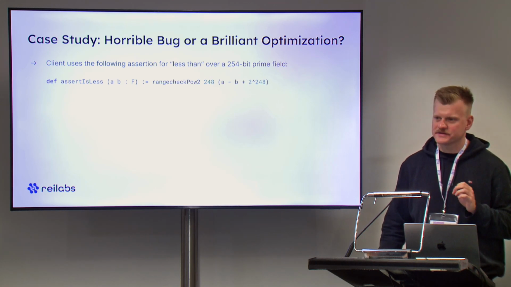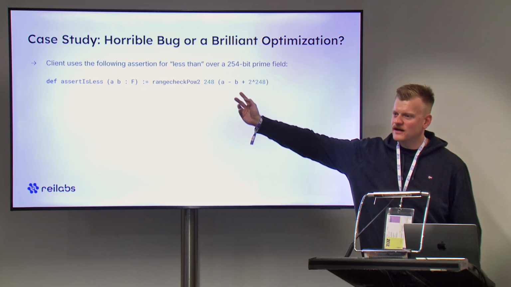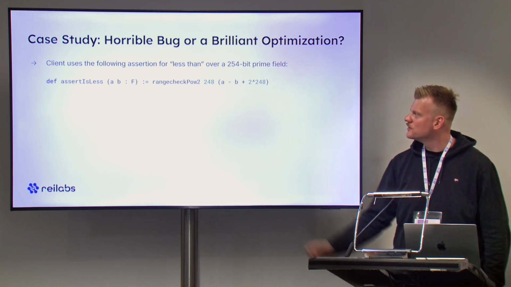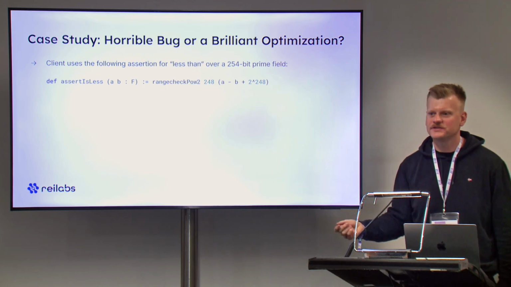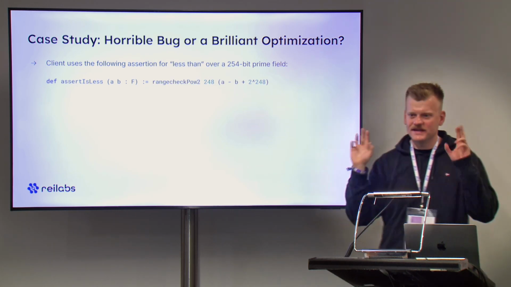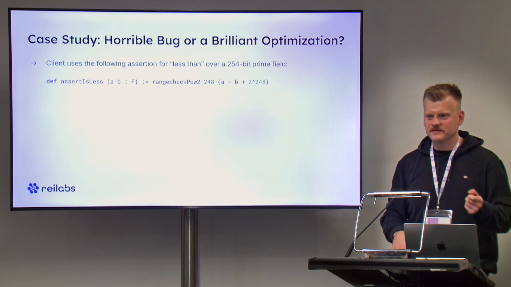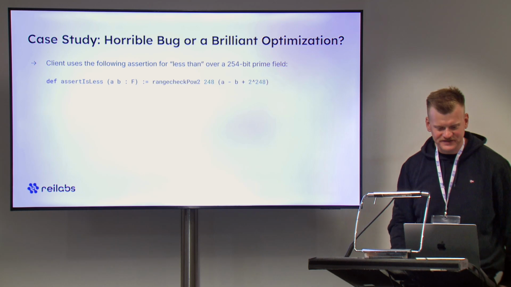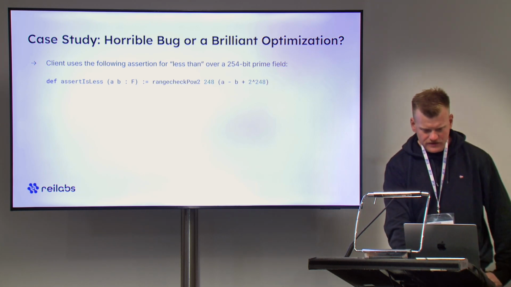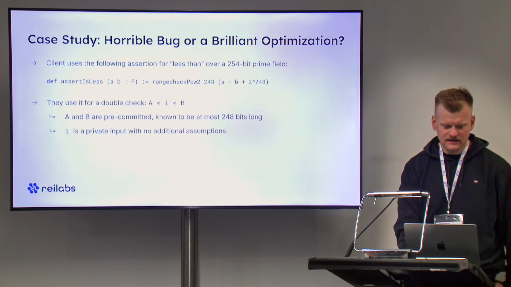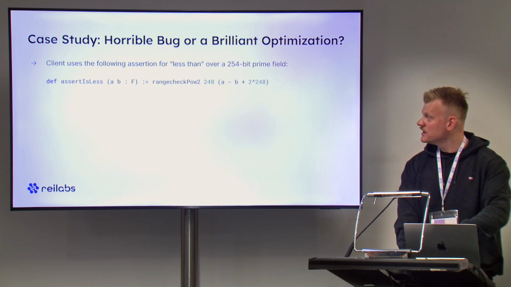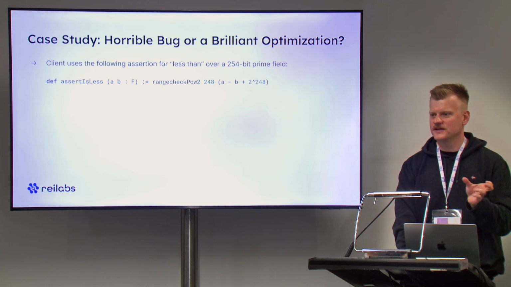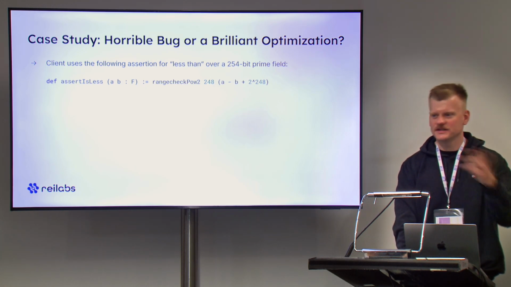Can you see why this works, right? If A is larger than B, then when I subtract, this is going to go over 2 to the power 248. So the only way for this to actually be smaller than 2 to the power 248 is if this is negative, or infinite field, a very large field element that is close to 0 from the other side. So this works great as long as all the inputs, like A and B, are checked to be 248 bits long. If they are too large, you get an overflow.